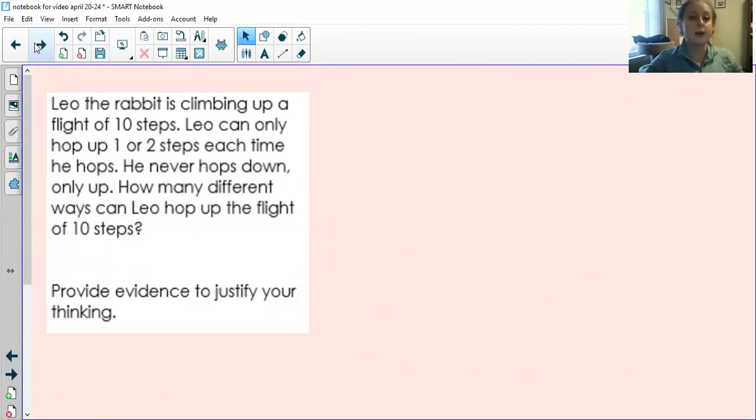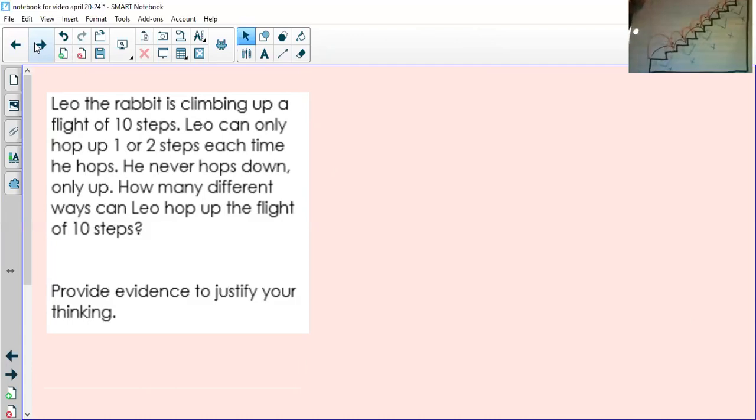It says Leo the rabbit is climbing up a flight of 10 steps. Leo can only hop up 1 or 2 steps each time he hops. He never hops down, only up. How many different ways can Leo hop up the flight of 10 steps? When I first read this, I was like, oh my goodness, this is tricky. I drew a picture to solve and help myself, and hopefully you're able to see this.